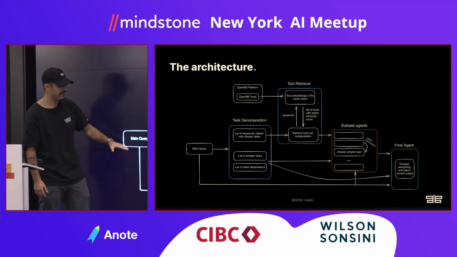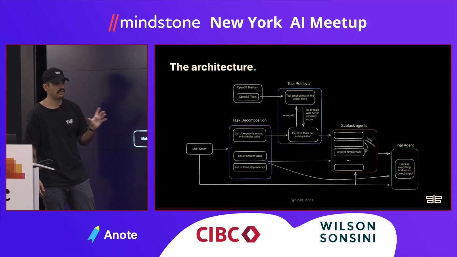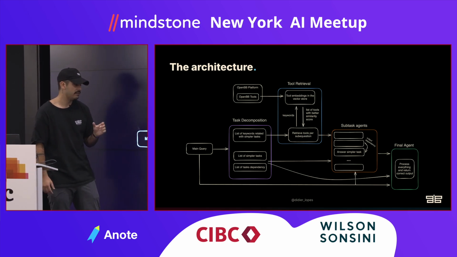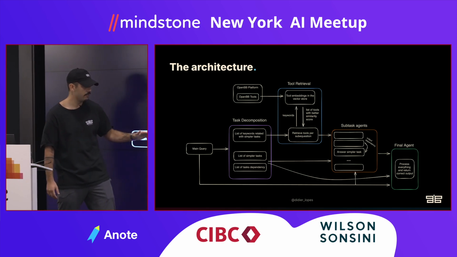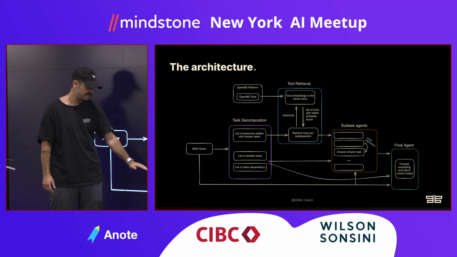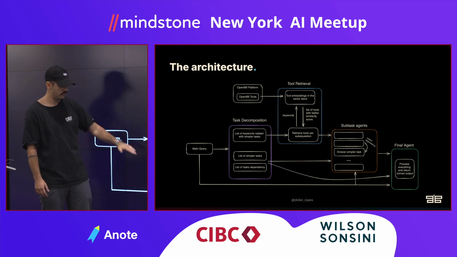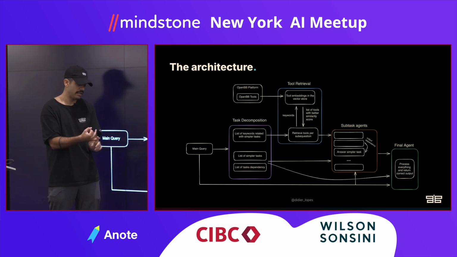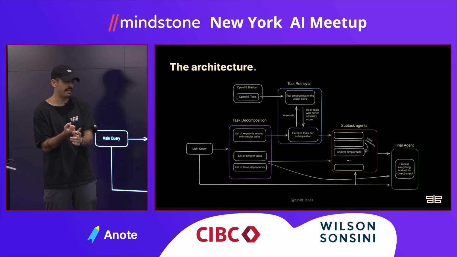And so now we come back here. Let's say that the user asks, what are Tesla competitors and which one has the highest market cap? What we do is a task decomposition step where basically we divide it into simpler tasks, and we keep the dependency. So simpler task in this case would be what are Tesla competitors, and another one would be which one has the highest market cap.